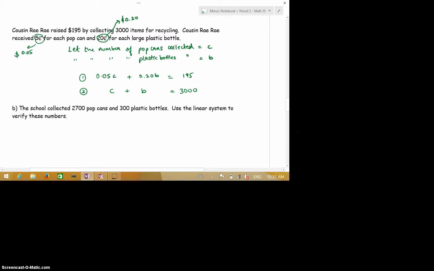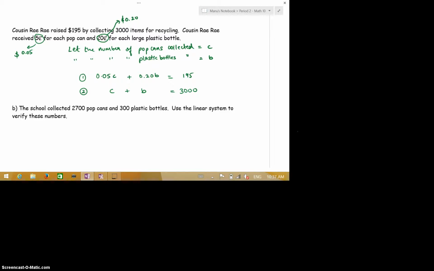It didn't have to be two separate sentences. I got all that information off the single sentence. Right? $195 were raised by collecting 3,000 items. I just had to translate that into multiple equations. That made sense. Are we okay with that?